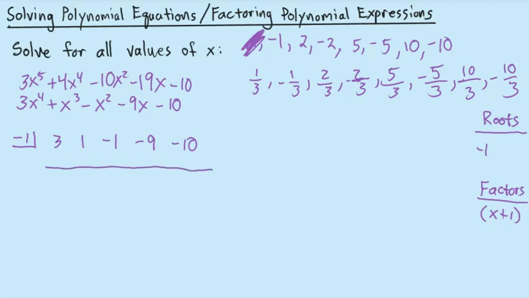So why? What am I doing? Well, it's possible that x plus 1 shows up twice as a factor. And if it does, I need to record that. So that's why I have to try this negative 1 again. So I'll put a 0 here.